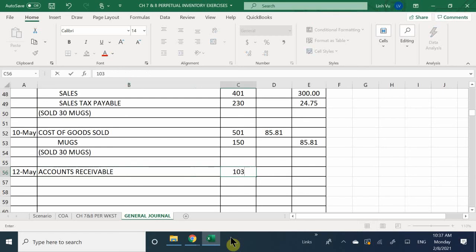Number 103. And what else are we recognizing? Sales. Sales tax. Good. So account number 401 and 320.